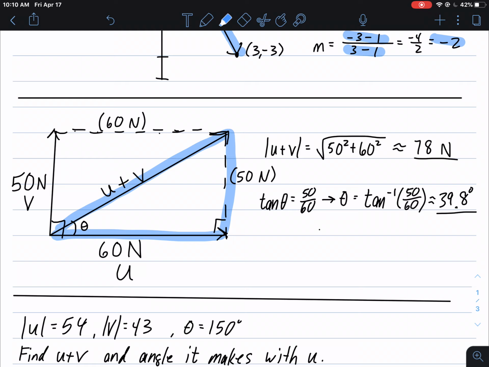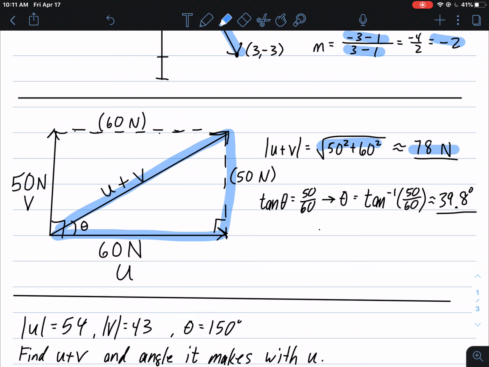So this one falls back on just basic right triangle trig because we ended up with a rectangle. So I could find the magnitude. Now remember, for that resultant vector u plus v, we want its magnitude, which is its length. So I'm looking for the length of the hypotenuse of that right triangle. I can do that using the Pythagorean theorem because it is a right triangle. So the square root of a squared plus b squared equals c, the magnitude of u plus v. I plugged in 50 and 60, so the square root of 50 squared plus 60 squared, and you'll get approximately 78.